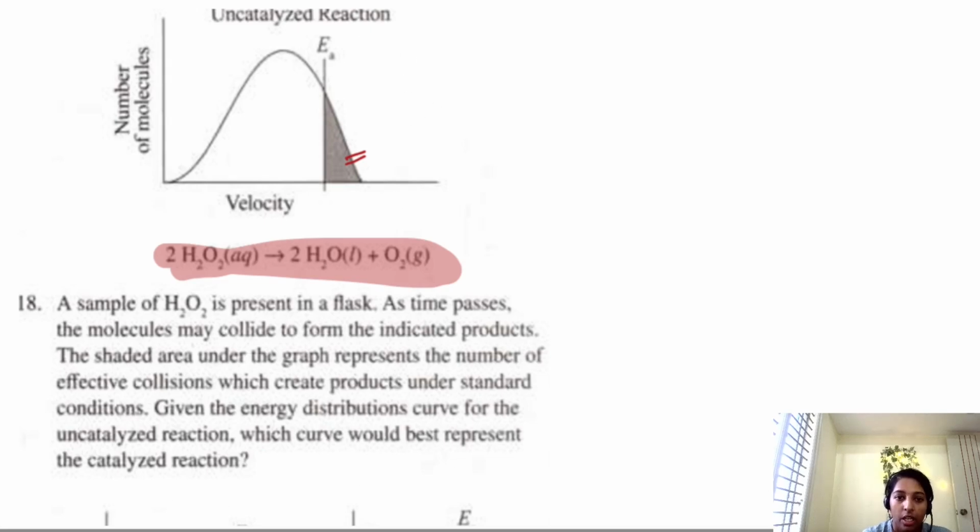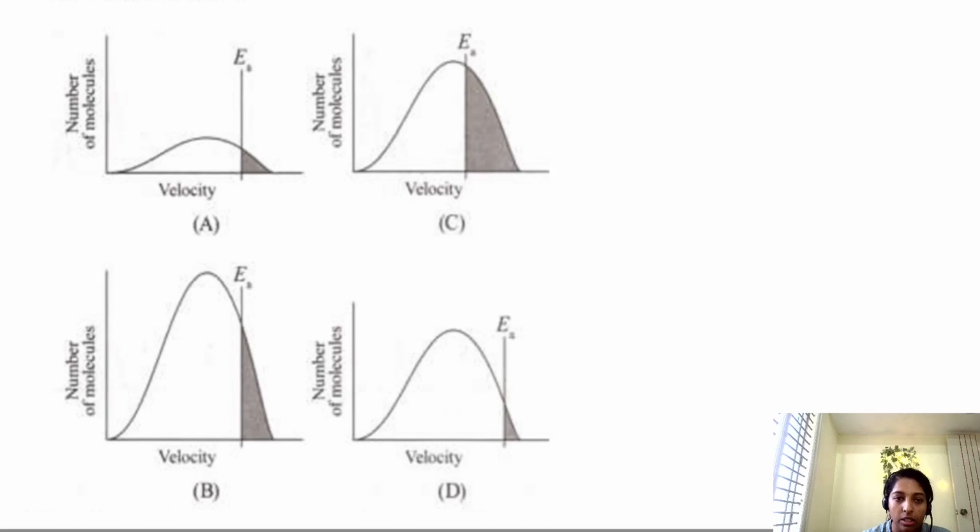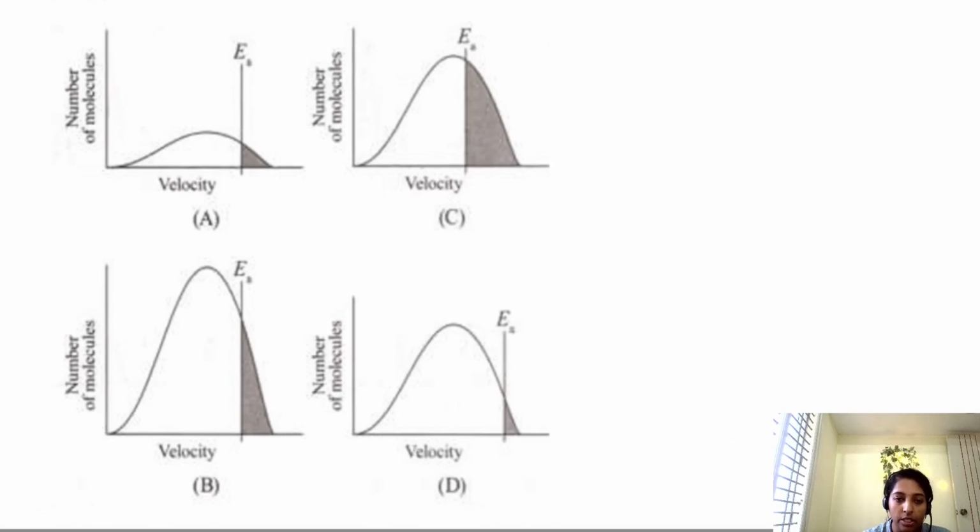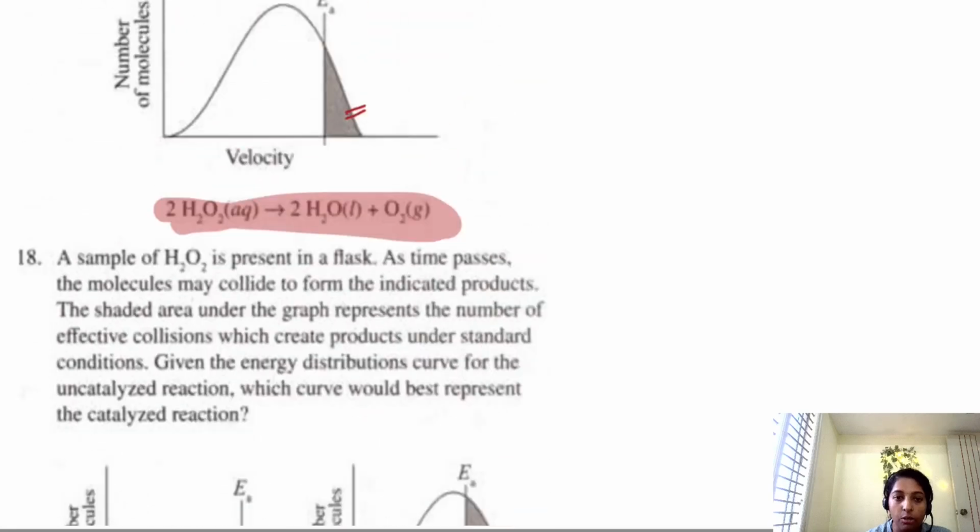They were given the uncatalyzed one, and what we need is the catalyzed one. So what happens in a catalyzed reaction? See the curve. You can check the answer. During a catalyzed reaction, yes, the rate is increased. Why? Now there are more collisions. So you have to check for the more area.